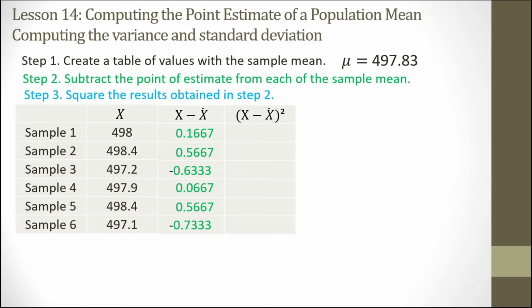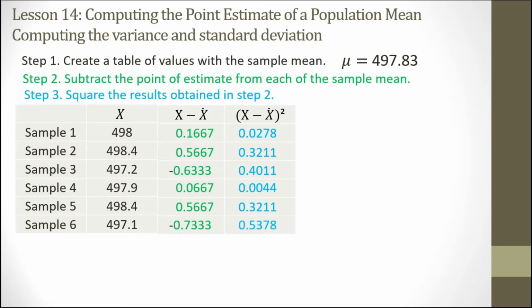Ano square niyan? Very good. 0.0278. Next. Very good. 0.3211. Next. 0.4011. Next. 0.0044. Next. 0.3211. Again, kamukha lang nung pangalawa. So, copy lang natin. Next.